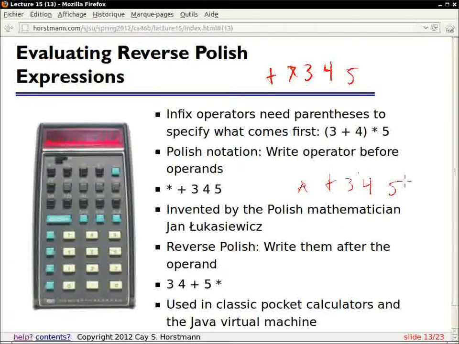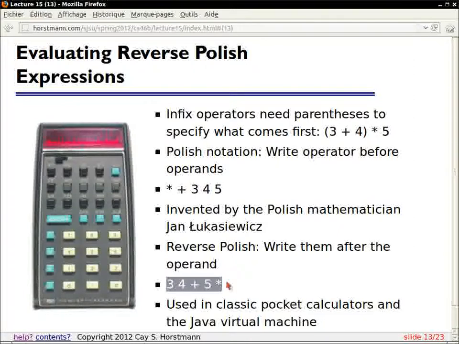In fact, this scheme is so useful that when the first pocket calculators came out, one brand used that very scheme with a minor twist. They put the operators after and not before. So instead of writing plus 3, 4, you would write 3, 4 plus. And it's psychologically a little bit easier because usually you have the numbers in mind and then you say, oh, I want to add them. And then you say, okay, now I've added 3 and 4, my next value is 5, and I want to multiply those together.